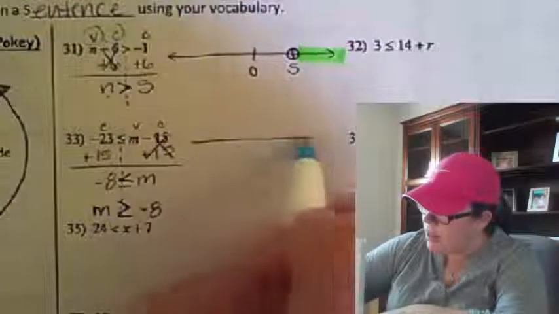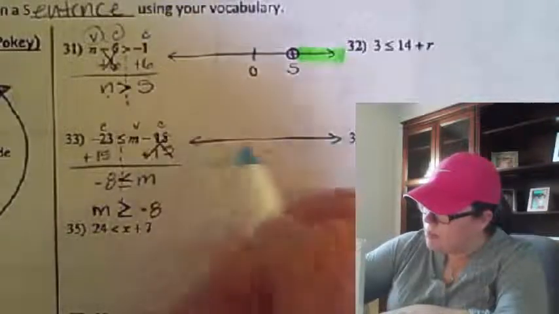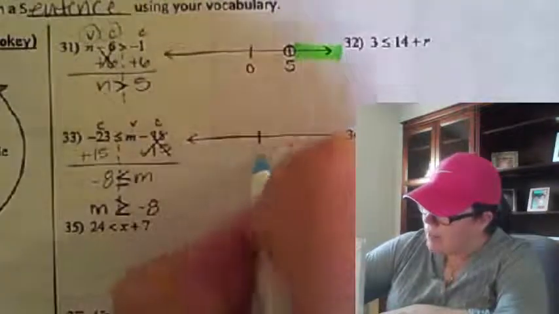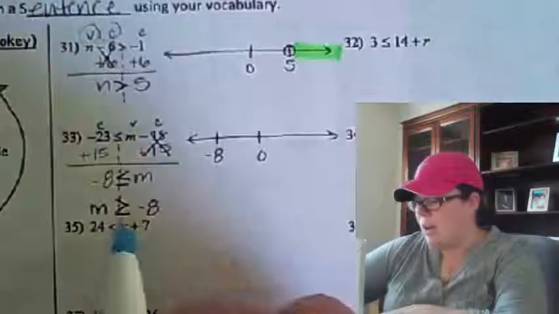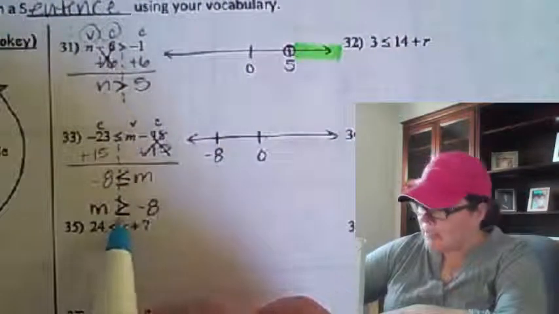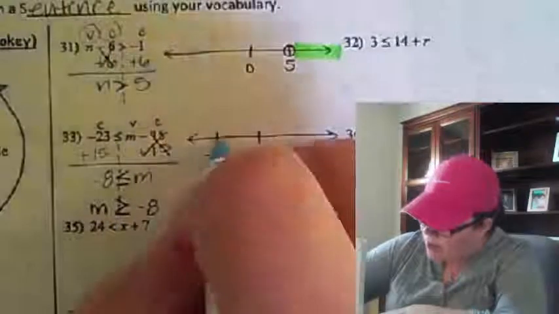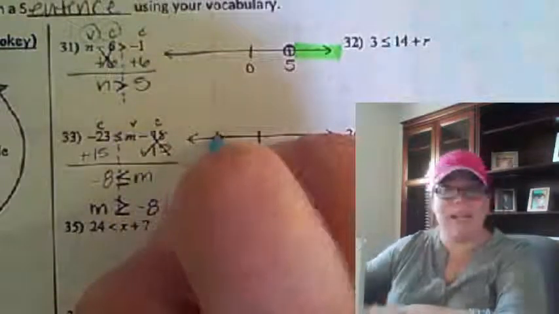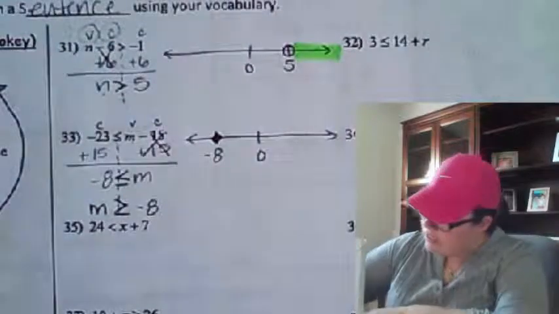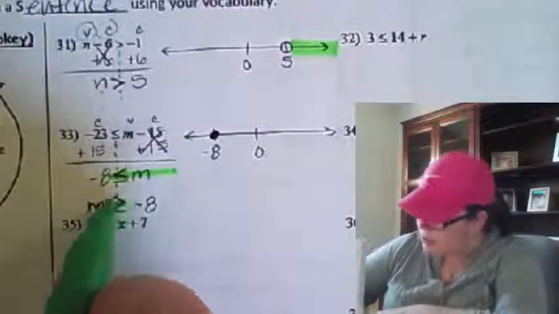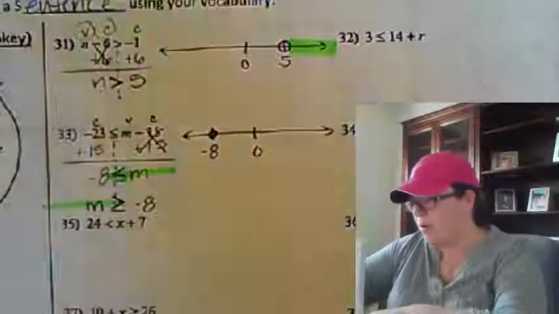So I draw my number line, 0 in the middle. -8 is going to be somewhere over to the left. There's -8. Now, I know I'm going to start at -8. Since it has the equal to sign, I'm going to go ahead and color in my circle because -8 is part of my solution. And then I'm going to shade which direction. If I turn this one into an arrow, it tells me to shade to the right.